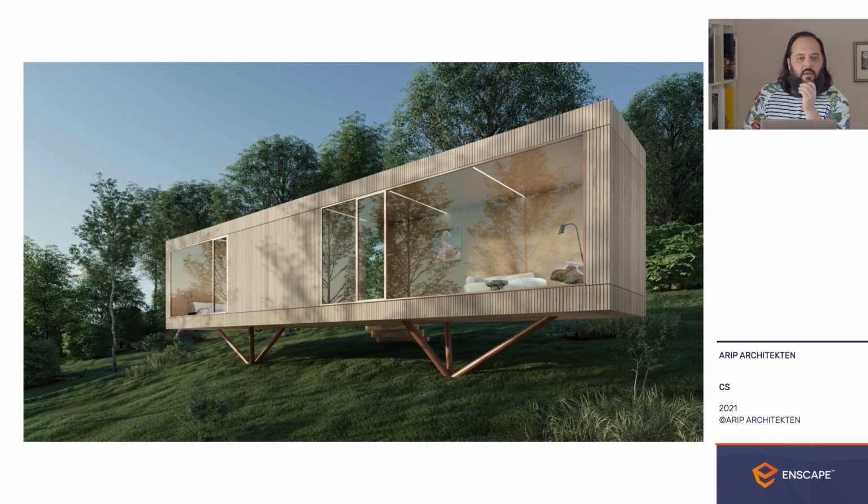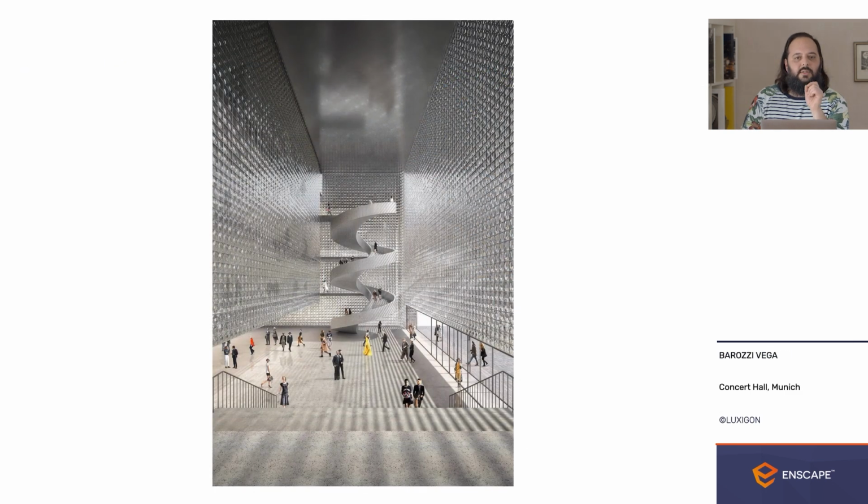A visualization by Cologne-based Arab architects. A soft light and the shadow of trees fall on the facade. Opposite trees are reflected in the glass pane. The light sources in the interior, formed in stripes, segment the space into units of use. Luxigon visualizes here a concert hall in Munich for Barozzi Vega. Light and shadow are very clearly told here, where it literally falls in, where it shines through, what it falls on, and what it is reflected by and reflected on.